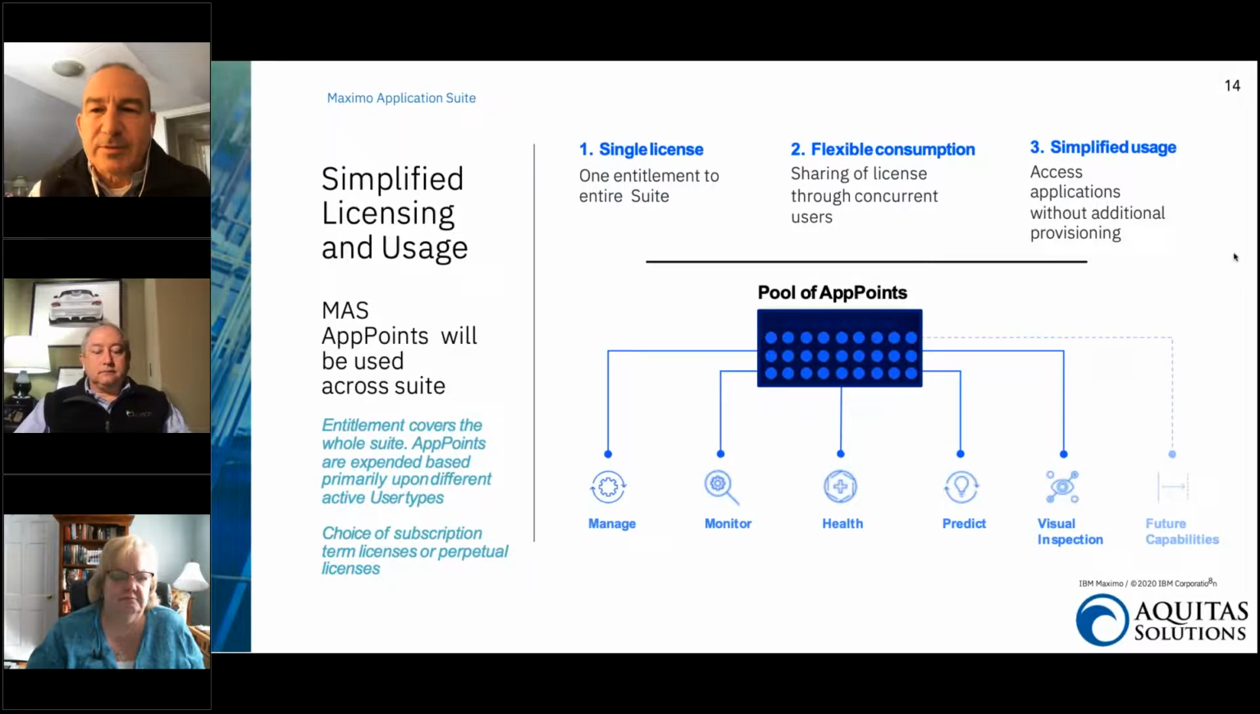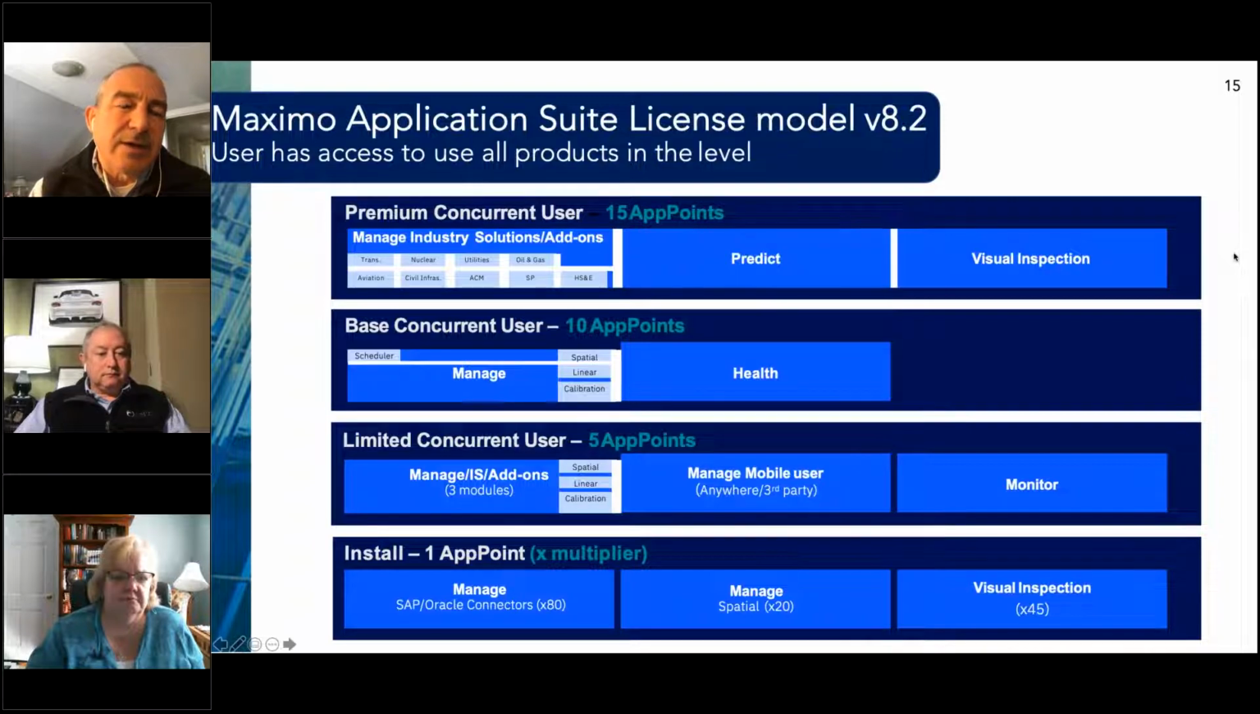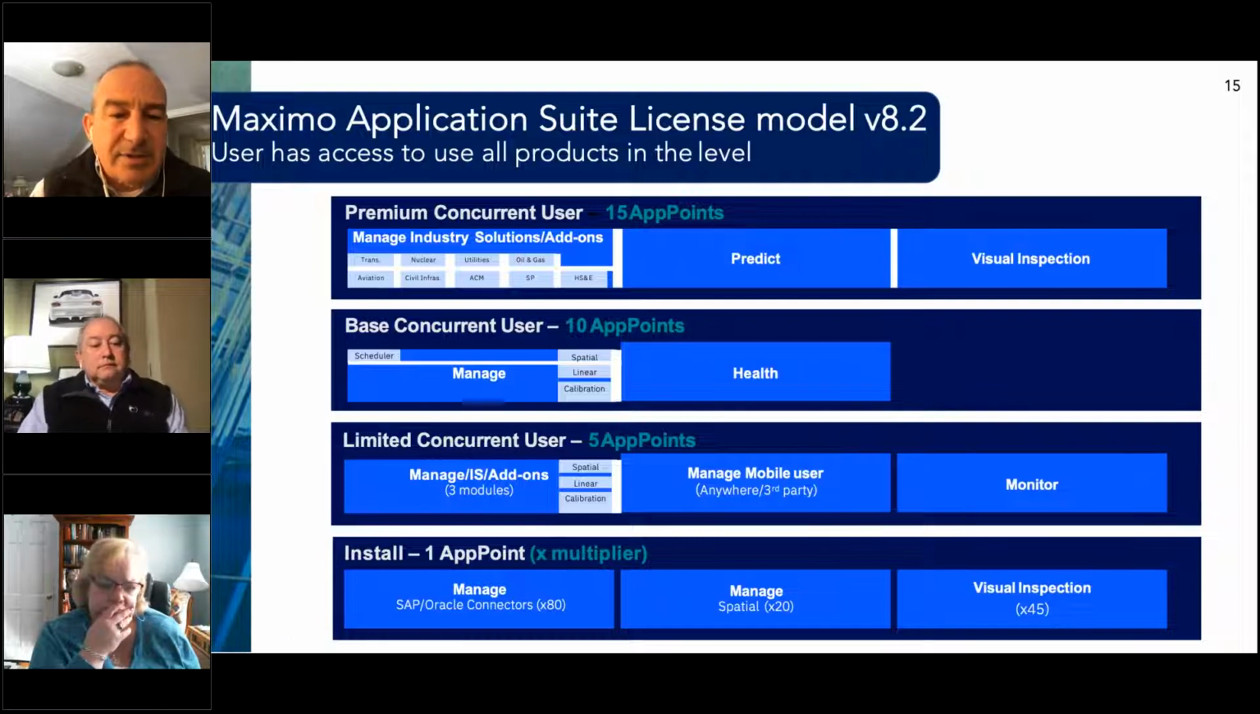Next slide. There are only a couple more, and then we'll get on to the questions. This is another way to look at how the application points are consumed. We really tried to simplify the types of users that get defined within the suite itself. If we start with the limited concurrent user, it's the entry point for users that will have access to three modules within Manage, I should say. That's kind of what we have today with our limited use user. You'll notice we did make some changes. We've eliminated some add-ons and just made them part of the core product, so things like linear assets and calibration capability are just there always. There's nothing separate that needs to be purchased.